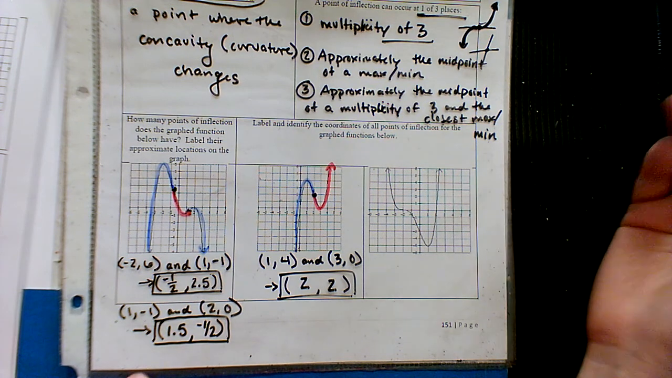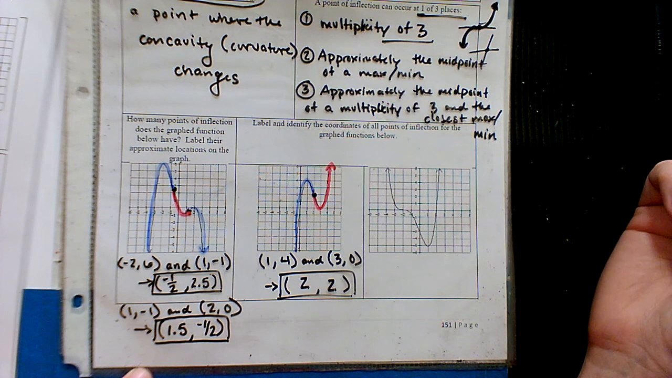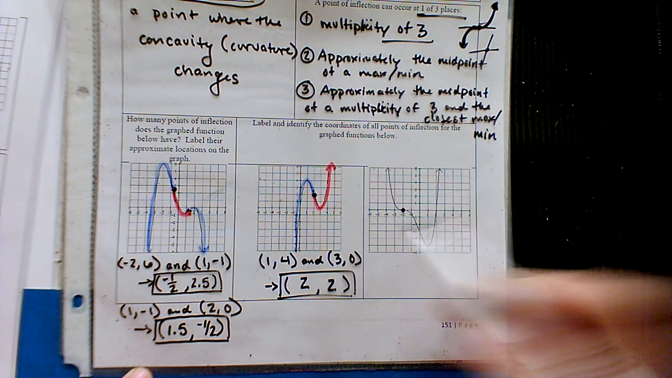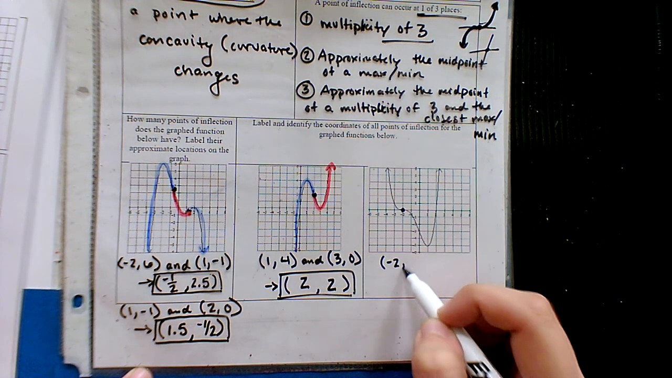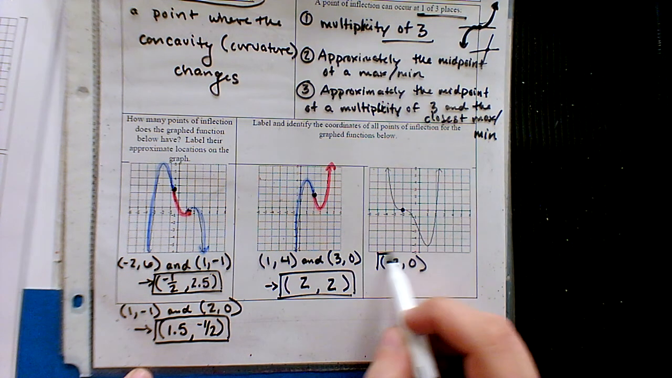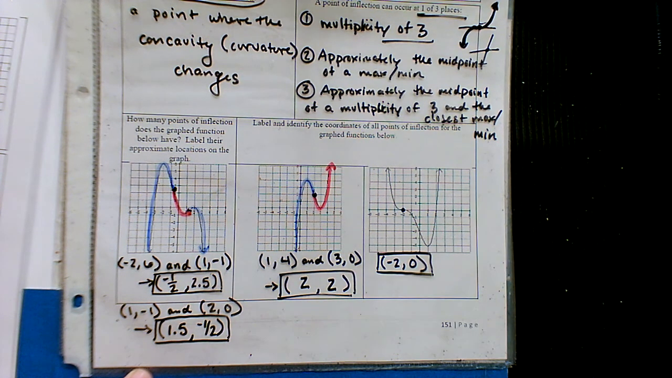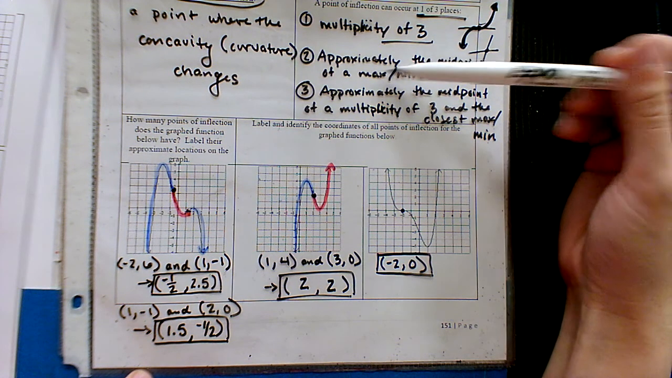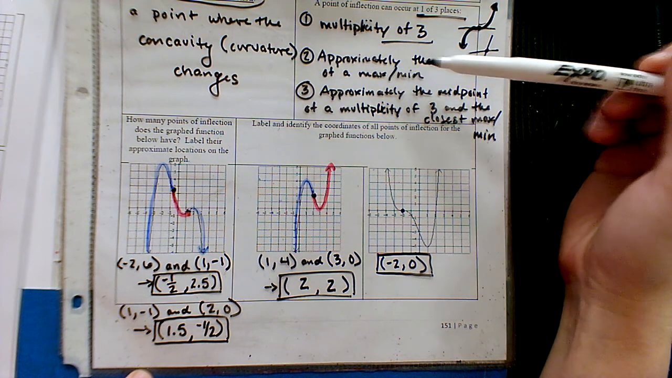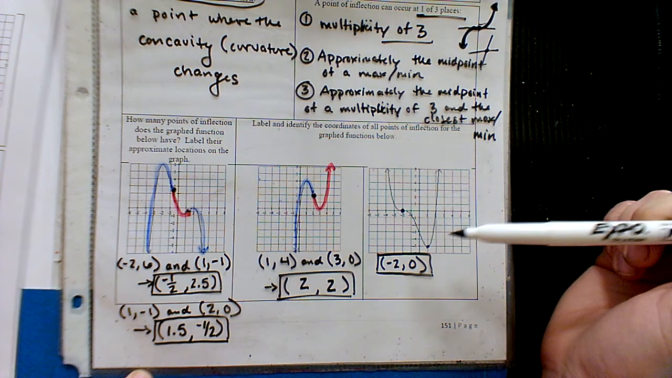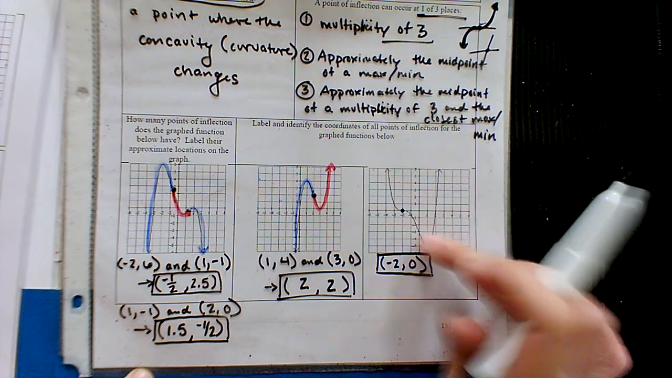Do we have a multiplicity of 3 anywhere? Notice how we cross levelly. Okay, so we do have a point of inflection at -2, 0. We'll count that. Do we have a pair of maxes and mins? We have a minimum. Do we have a maximum somewhere? A high point? No. Okay, so we can rule out number 2.